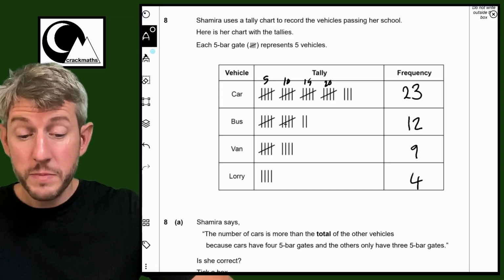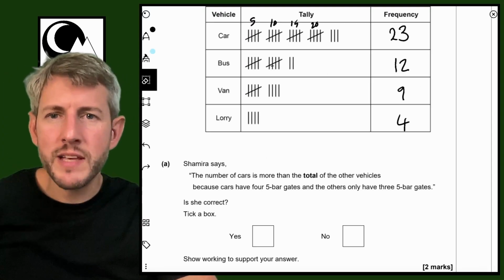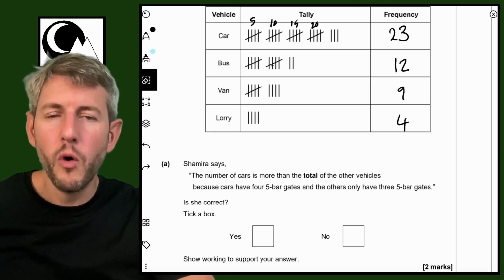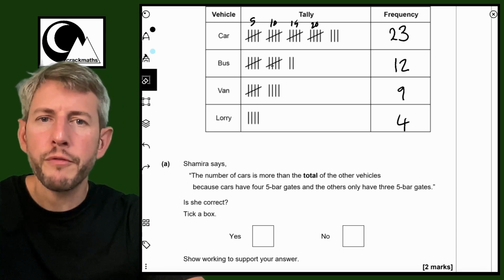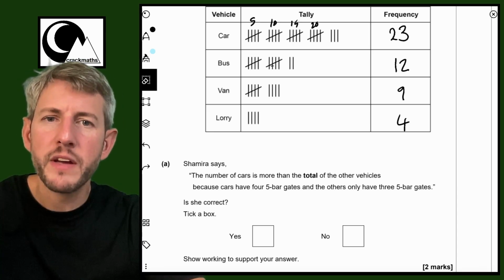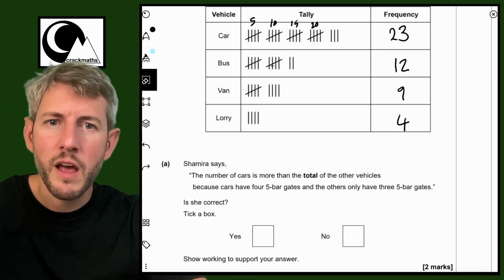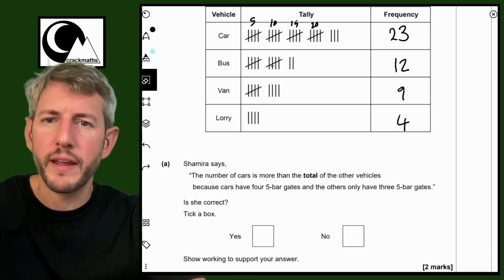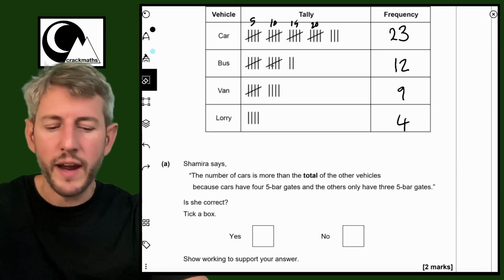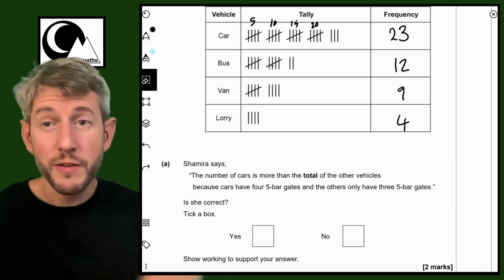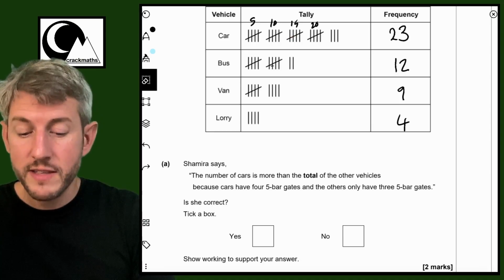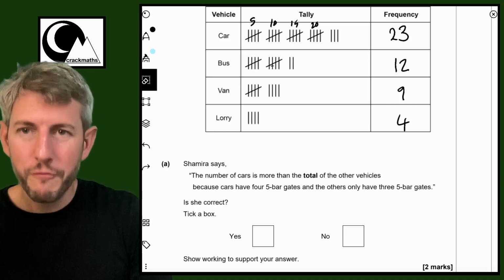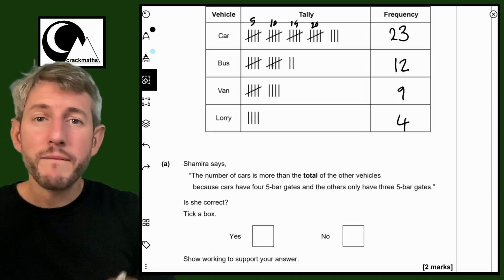Okay, so the first part of this question says, Shamira says the number of cars is more than the total of other vehicles because they have 4 5-bar gates and the other vehicles collectively only have 3 5-bar gates. Is she correct? Okay, well, let's first of all have a look. She is right that the cars have 4 5-bar gates and the other vehicles only have 3 5-bar gates amongst them. But is she correct?